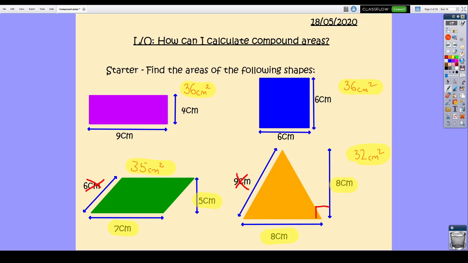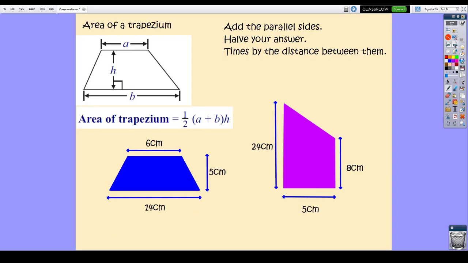However, there is one final shape that we need to have a look at the area of. It's quite a complicated one, so you may wish to write down one version of how to get the area of this shape. So we're having a look at area of a trapezium.